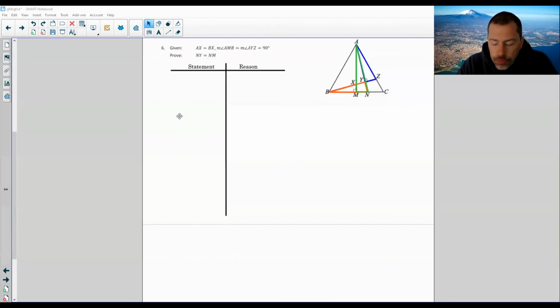Okay, this is proof 6. This is a lot of proofs to do in one lesson, 6 proofs, and they're very lengthy proofs, but let's just plug along. Let's go.